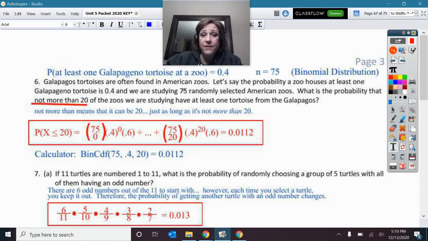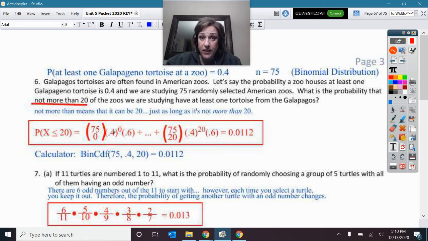We have 75 zoos we are studying. What's the probability that not more than 20? That's the number of successes out of the 75 being not more than 20. I don't know why, but "not more than 20" always messes with my mind. I have to say, okay, not more than 20 means as long as it's not more than 20. So 21 is too many, 20 and below is okay. See, it's still messing with me. All right, so I've got less than or equal to 20. And then we have our 0 successes.